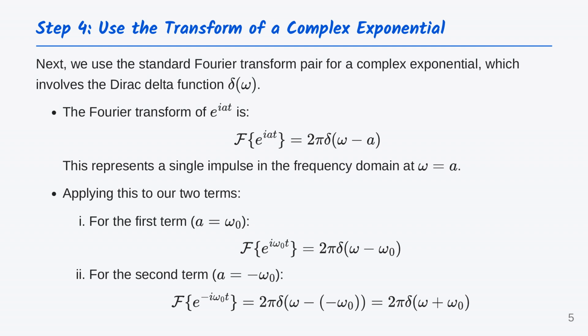Now we can apply this to the two terms we have. For the first term, our a is omega naught. So its Fourier transform is 2 pi times delta of omega minus omega naught. For the second term, a is negative omega naught. So its transform is 2 pi times delta of omega minus negative omega naught, which simplifies to 2 pi times delta of omega plus omega naught.